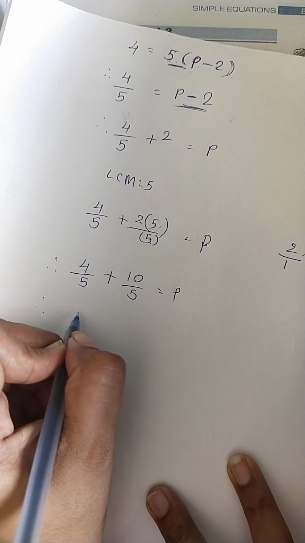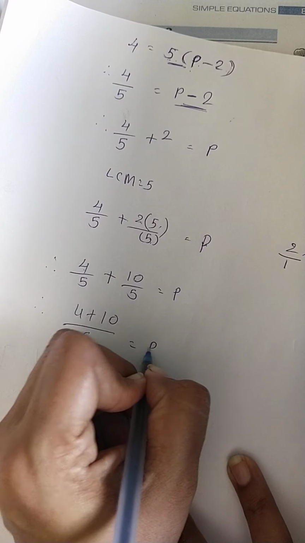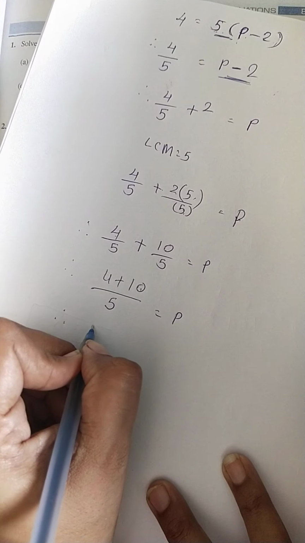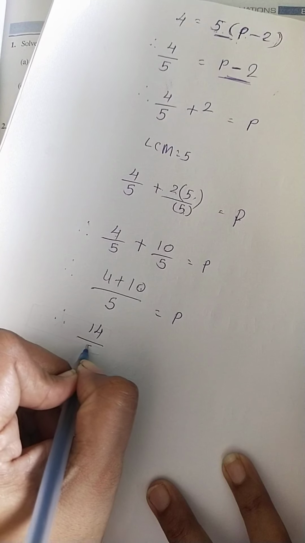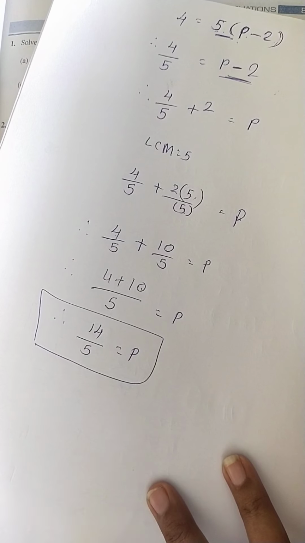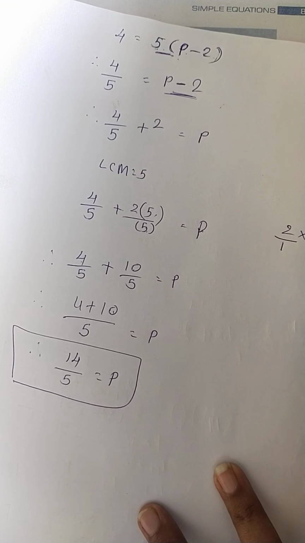Now 4 plus 10, denominator 5 is equal to p. Therefore 4 plus 10, 14 upon 5 is equal to p. So this is our answer, because here we can't do any cancellation and this is not a fraction chapter, so no need to convert it to a mixed fraction, and if you convert it to a mixed fraction then it's well and good. Okay, your answer is right only.